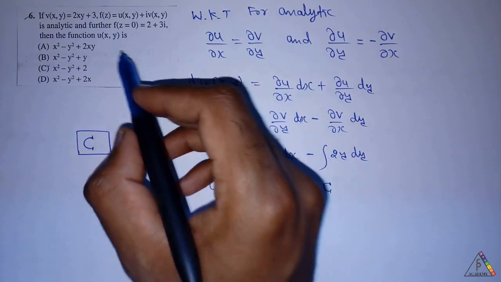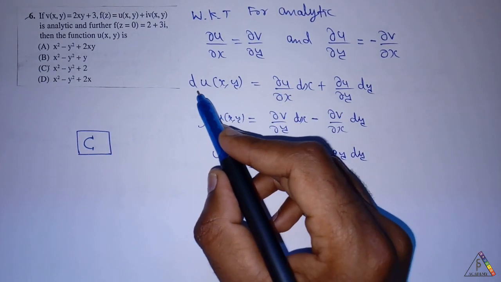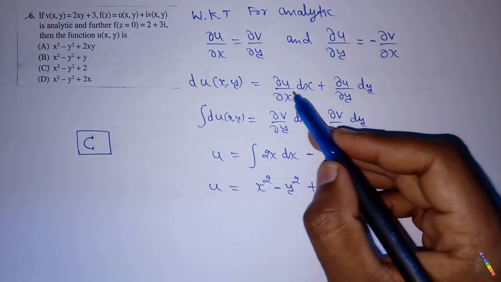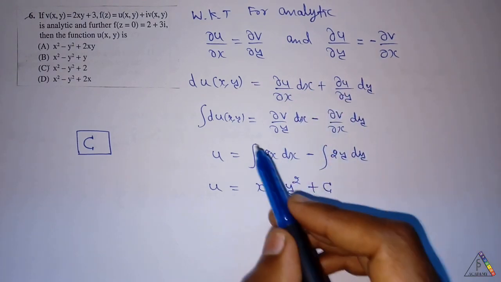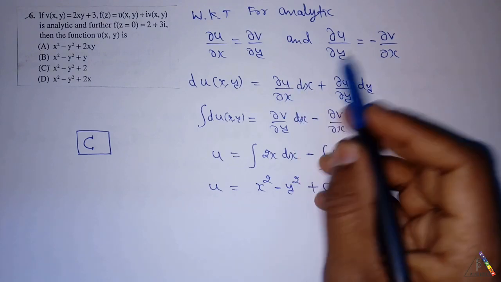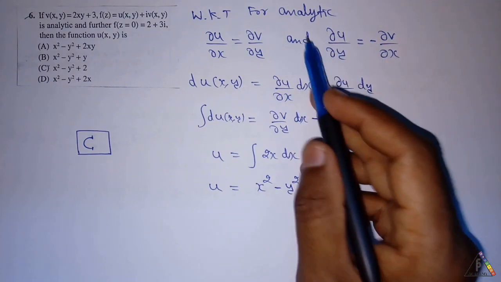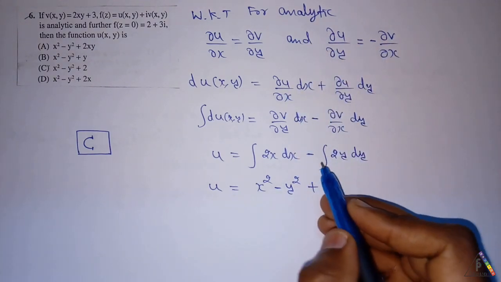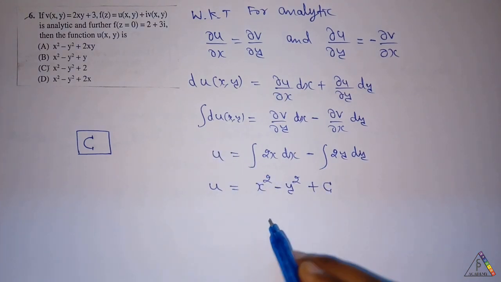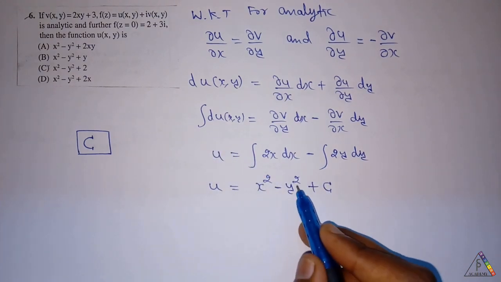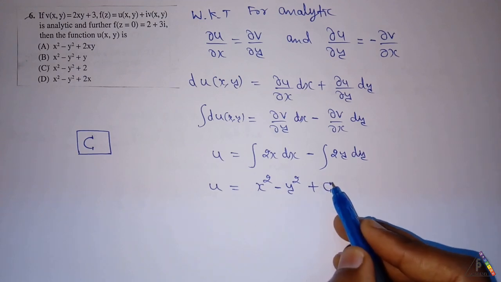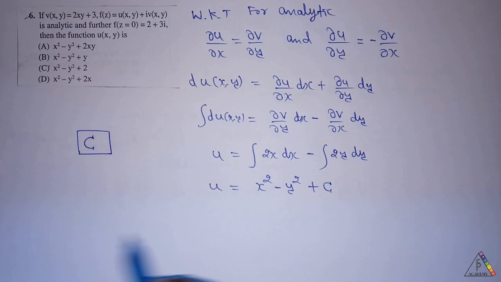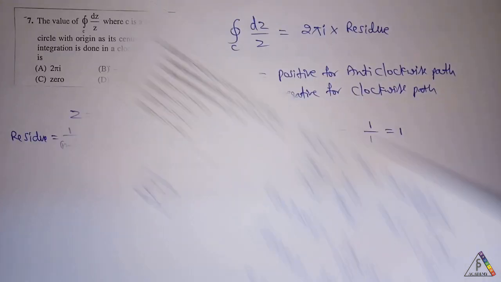To find u, the total derivative of this u function will be equal to ∂u/∂x into dx plus ∂u/∂y into dy, and replacing this u function with the v function from the analytic equations and integrating, we get u equals x² minus y² plus c, where c is a constant. This constant can take a value of 2. Therefore, for this question, the answer is option C.